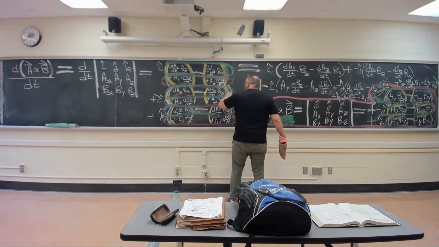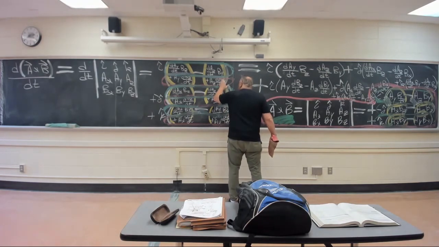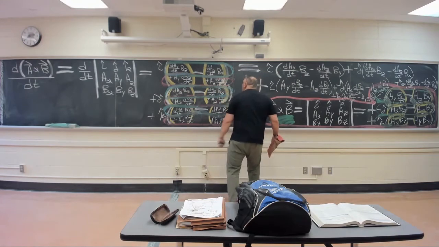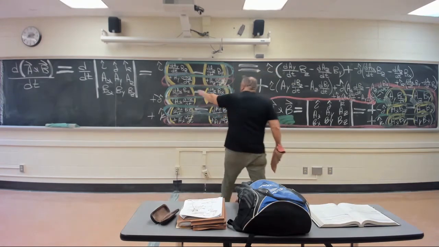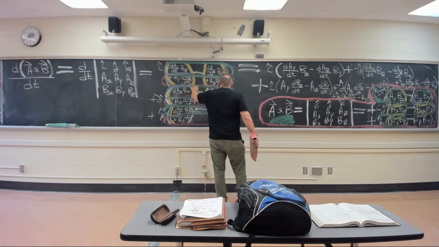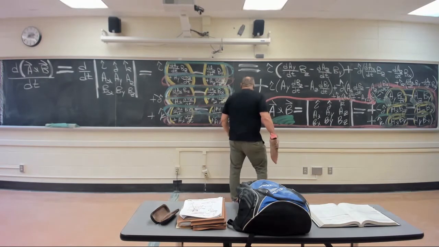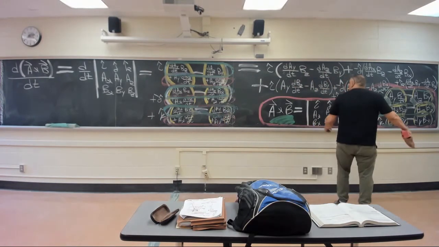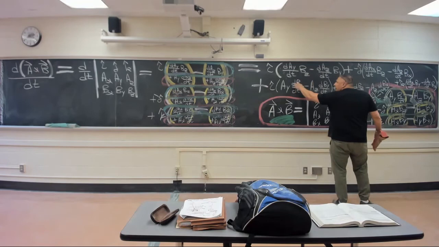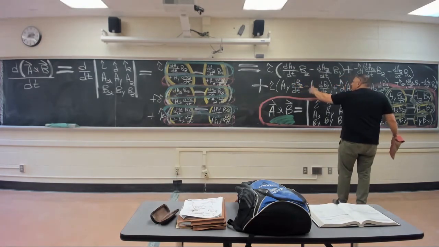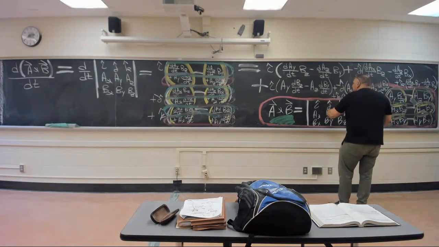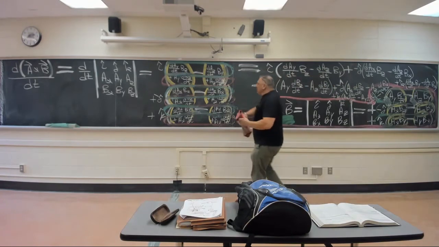I think that should have been a Y, guys. It should have been a Y right here. I'm sorry. Ay dBz dt plus Az dBy dt. Ay dBz dt minus Az dBy dt. Got it. That's the bottom here.